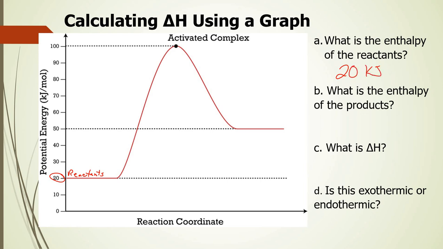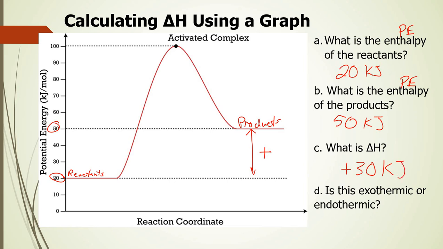Okay, what's the enthalpy of the products? And remember, enthalpy, we wrote in our notes, another word is potential energy. So if it's labeled potential energy, just know that's the same. So what is it? 50 kilojoules. Good. This right here is my products. Okay, what is the delta H? 30 kilojoules. Good. The distance between my products and my reactants, and it is positive, so I'm going to put positive 30 kilojoules. Is this exo or endothermic?